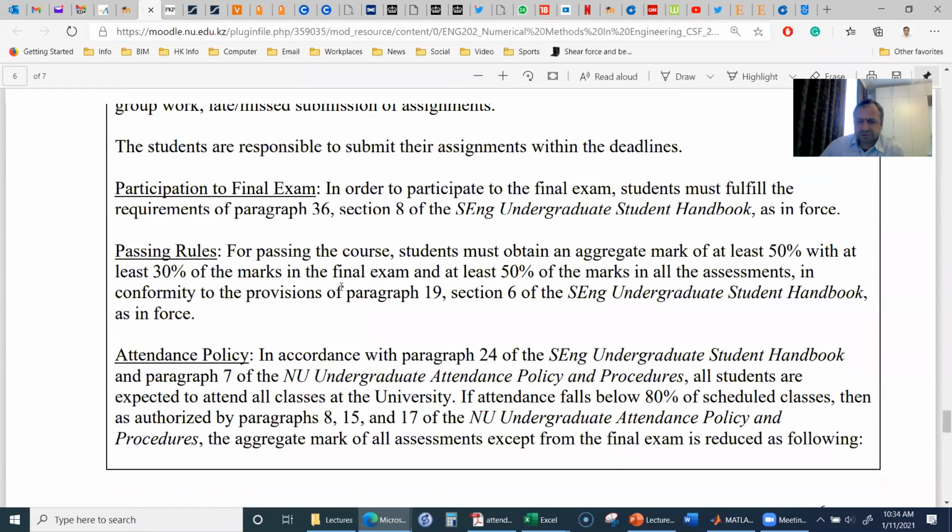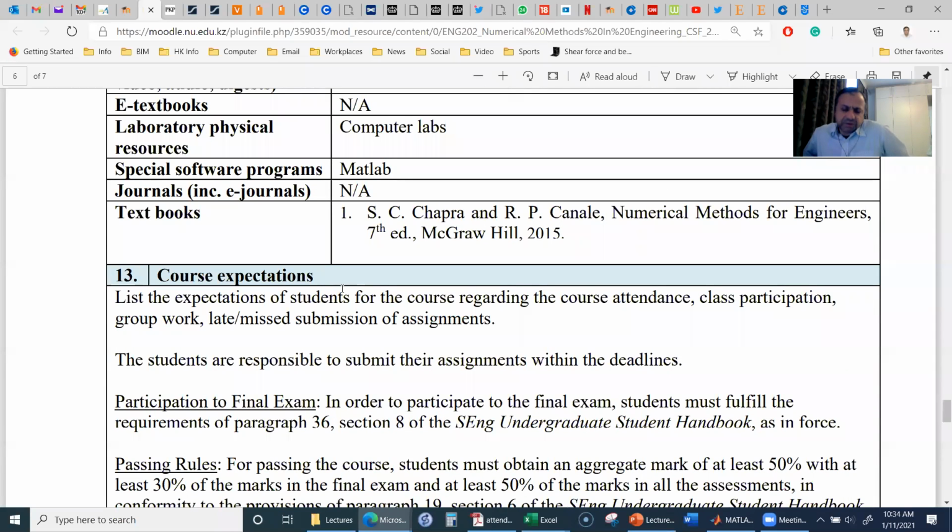But at least my policy for attendance is that there should be 80% attendance for you to be eligible to join the final exams. So if your attendance is less than 80%, you may not be eligible to join the final exam. Okay, so this is my policy. Okay, thank you. Someone has raised a hand. Next question.